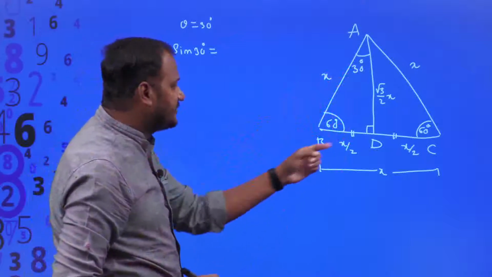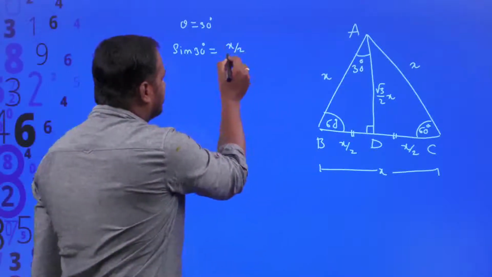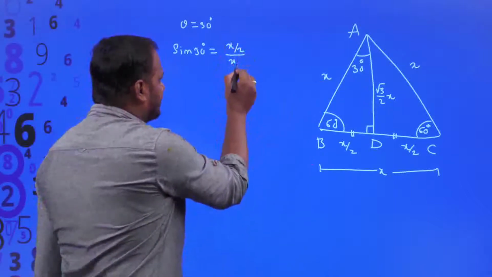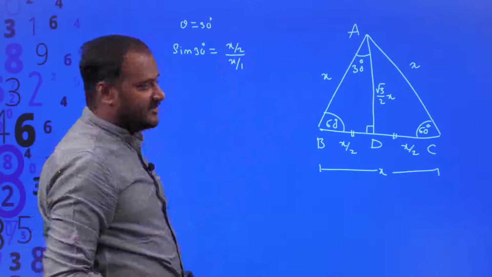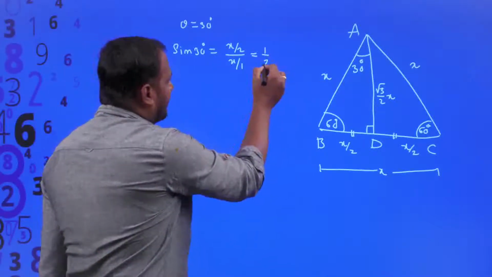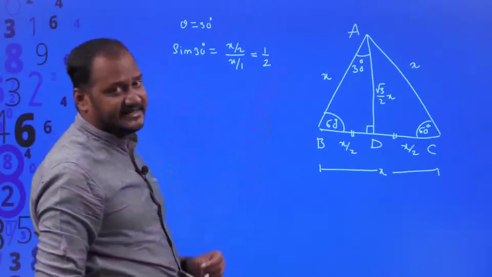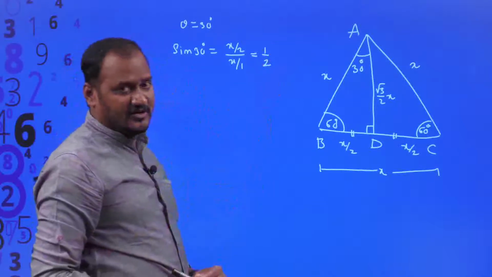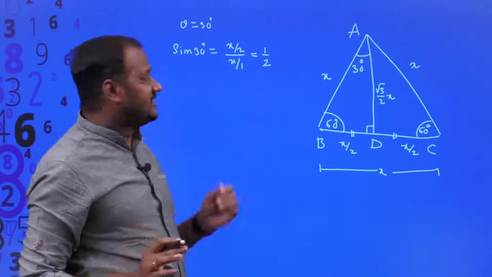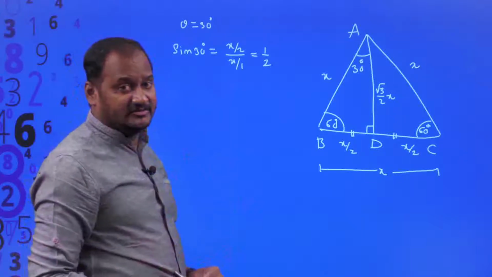So, here side opposite to theta is BD, which is x divided by 2, divided by hypotenuse, which is equal to x. X is nothing but x divided by 1. When you cancel x and x, then it is going to be 1 divided by 2. So, that means the value of sin 30 degrees is equal to 1 by 2. That is a fixed value. It will not be changed. Right? When theta is equal to 30 degrees, then sin 30 degrees is equal to 1 by 2.